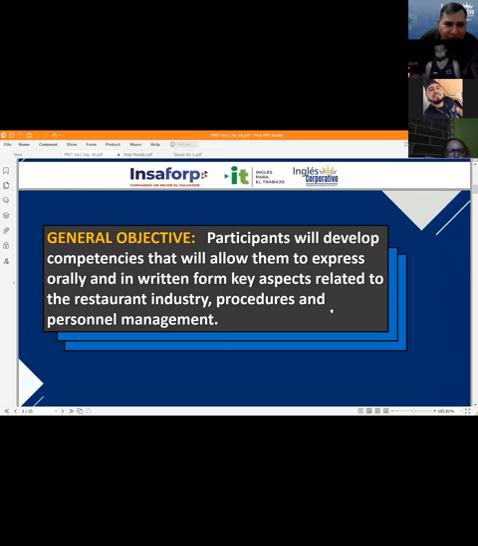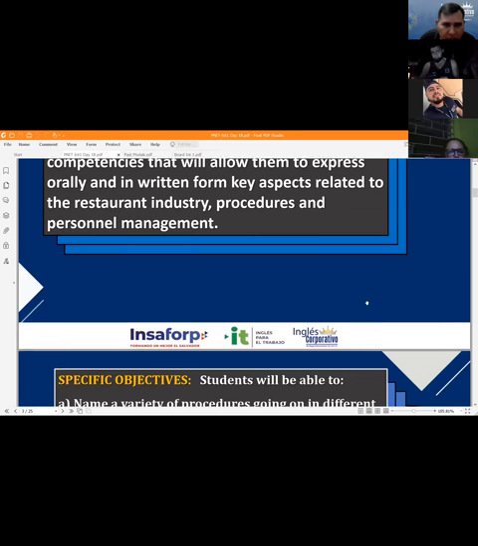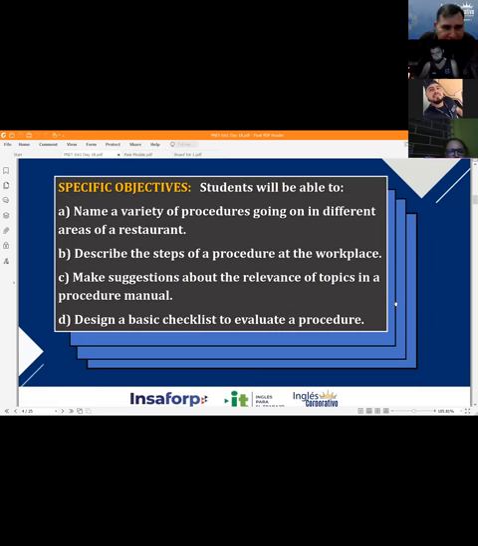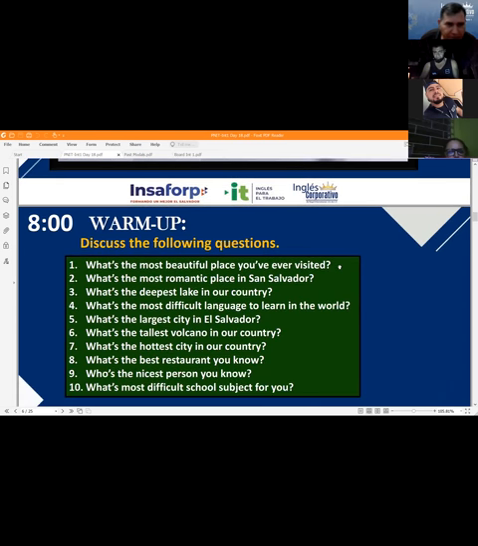Welcome to your English class. Let's begin. This is the general objective. Then, these are the specific objectives. And finally, this is the objective for tonight's class: to provide effective strategies to avoid overstaffing and understaffing. It means to have too much personnel, too many people in the staff, or too few.